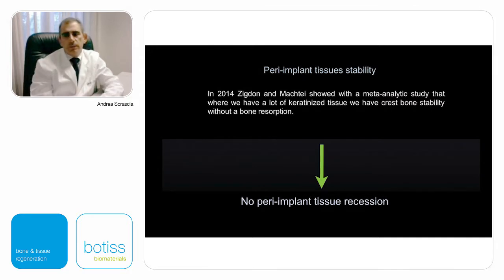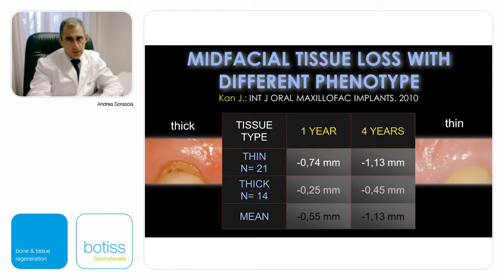For example, in the study, the authors showed how, in order to achieve stable soft tissues over time, we need to have a lot of keratinized tissue, avoiding tissue recession. This will allow us to have crest bone stability without bone resorption. Certainly, if we have a thin peri-implant tissue, we'll have a higher risk of resorption compared to thick tissues.